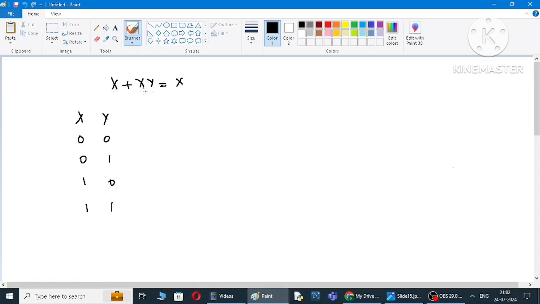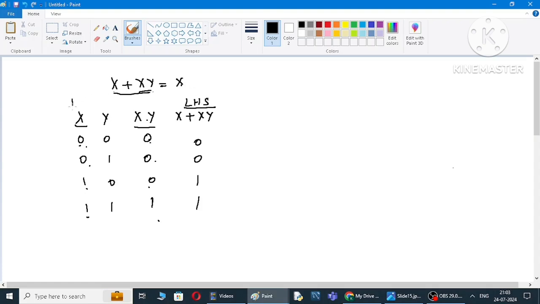Then x is already there, x into y you have to find out. So when you do multiplication, 0 into 0 is 0, this is 0, this is 0, this is 1. So what is this expression? X plus xy. X is here, xy is here, add these two. So 0 plus 0, 0 plus 0, both are zeros. 1 plus 0 is 1, 1 plus 1 is 1. Okay, so the LHS is ready.